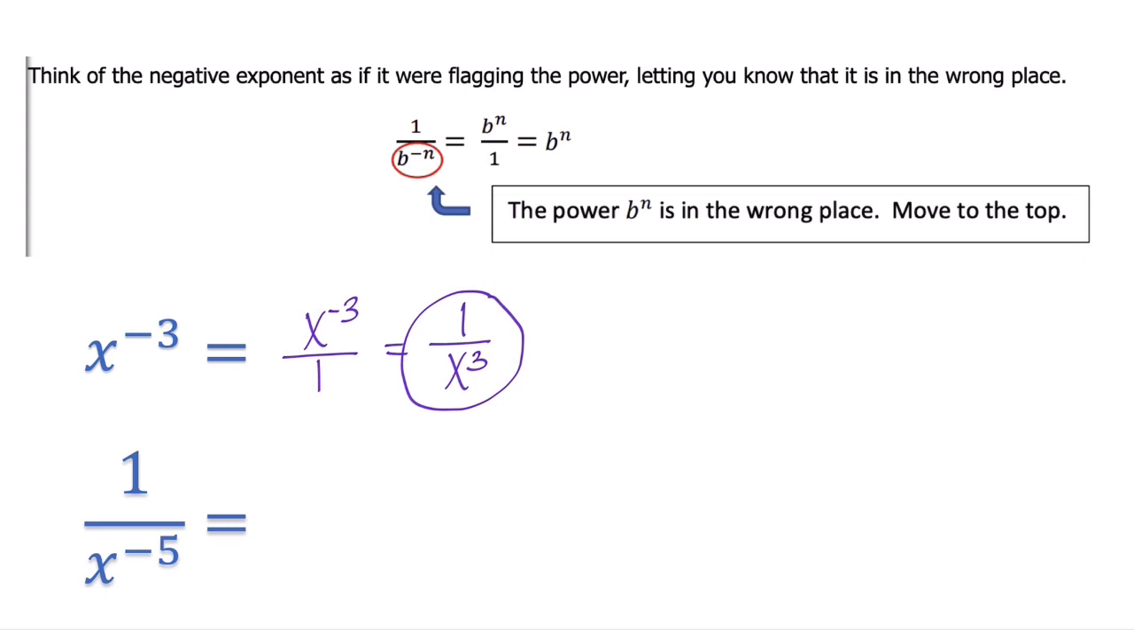If we have 1 over x to the negative 5th, that is basically saying it wants to be moved to the numerator, right? So we move it to the numerator, so that's x to the 5th over 1, so that equals x to the 5th.